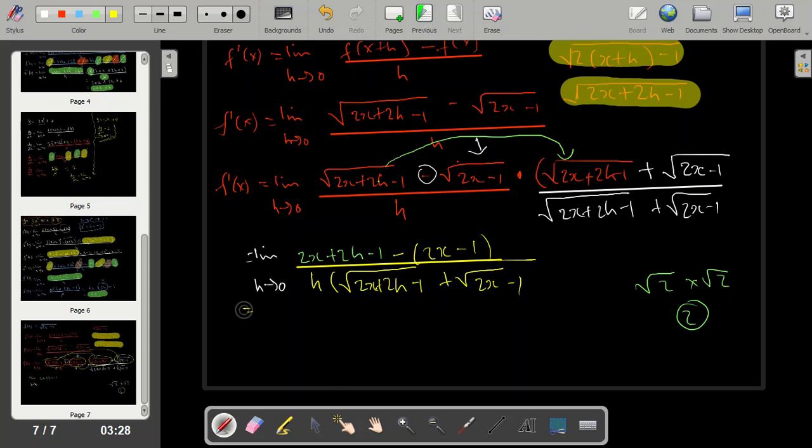So the limit here as h approaches 0 will be 2x plus 2h minus 1 minus 2x plus 1 when you expand the top part. Okay, so after you expand, we can even simplify.